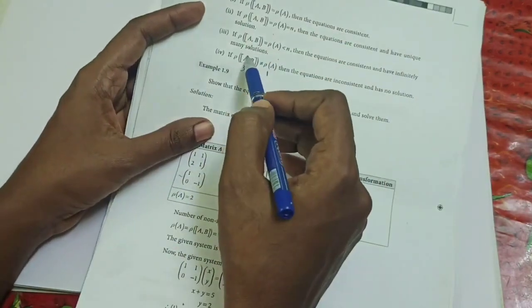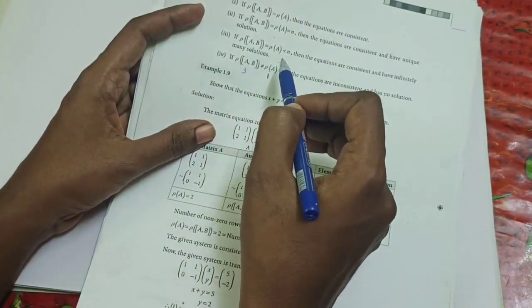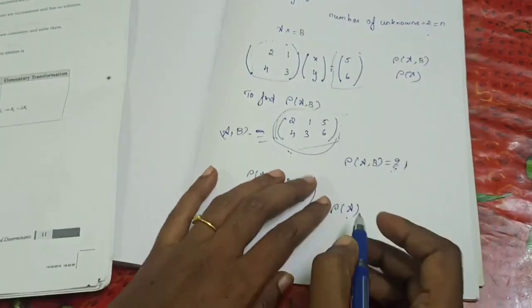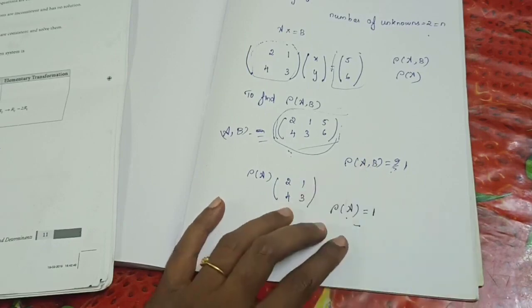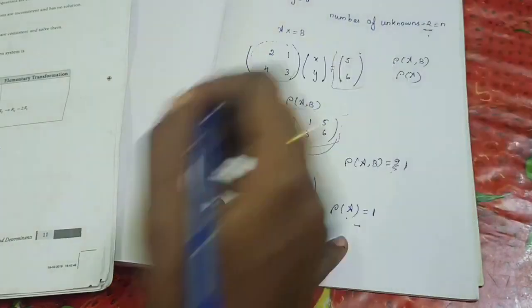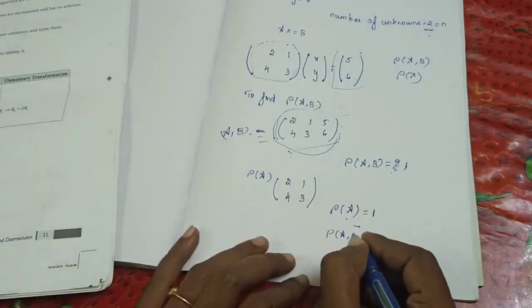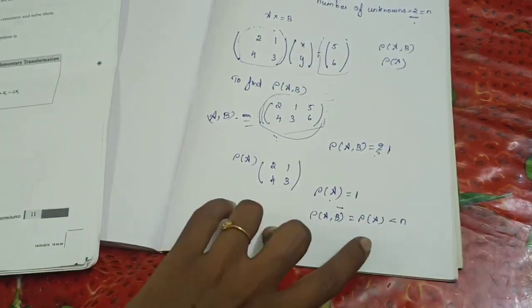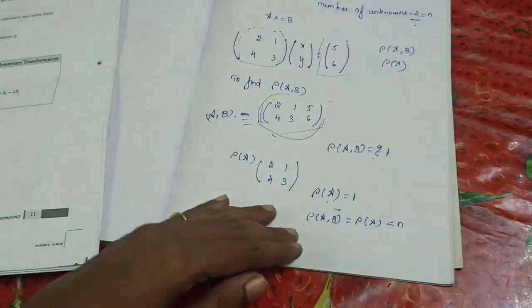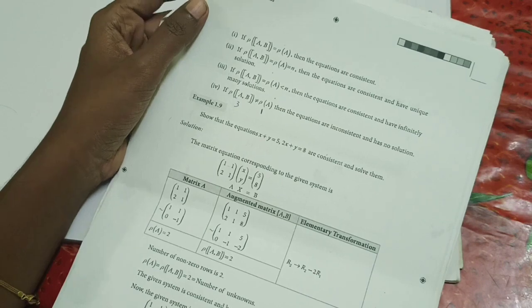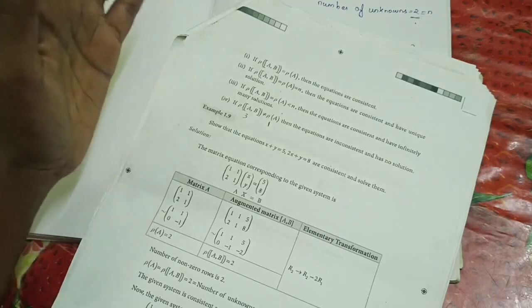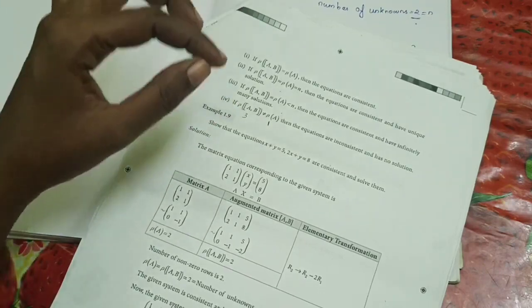Understand? Then next one. If rank of A comma B is equal to rank of A, which is less than n. Maybe in this question I am getting the answer rank of AB is equal to 1. Okay. Then rank of A is equal to 1. How many unknowns are there? 2 unknowns are there. Is it right? But rank of A comma B is equal to rank of A, and that value is less than n. Equal to n means the previous condition applies. So here less than n. So what will you say? The equations are consistent and have infinitely many solutions. We can't find a single solution. Infinitely many solutions.